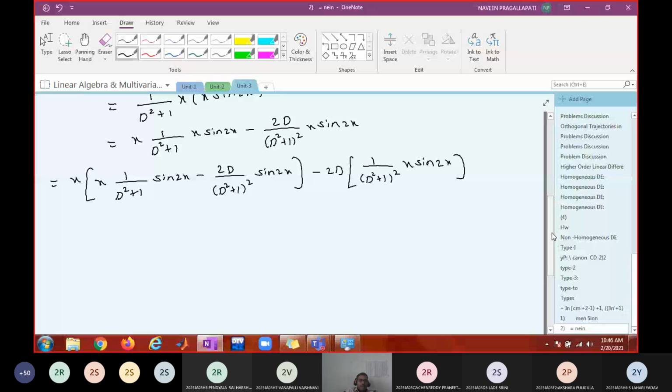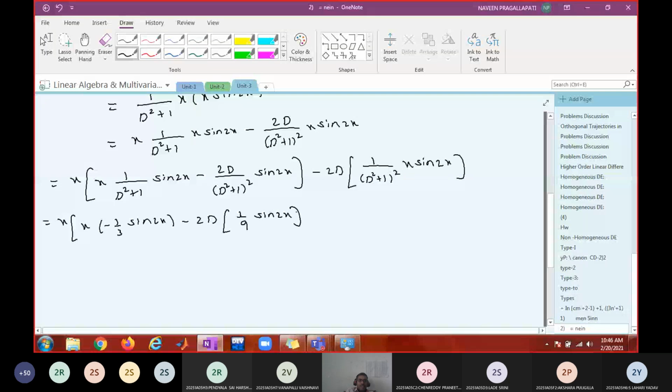Okay. So this is going to be x into what is 1 by d square plus 1 of sin 2x. When I replace d square with minus 2 square, it is minus 4 plus 1, which is minus 3. So that is minus 1 by 3 sin 2x minus 2d of, so minus 4 plus 1 is minus 3, whole square is 9. So plus 1 by 9 sin 2x.